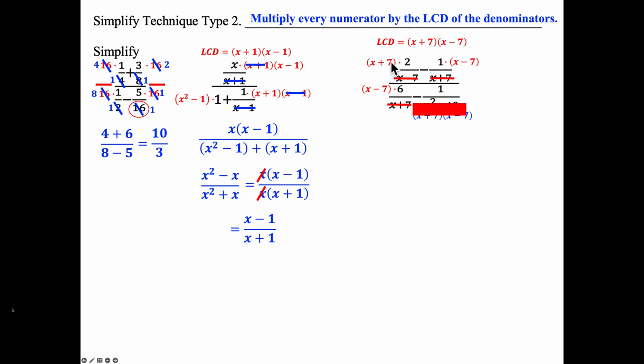So I have 2 times x, plus 2 times 7, that's going to be 14. Minus 1 times x, that's going to be minus x. Negative 1 times minus 7 will be plus 7. Watch that sign change. And on the bottom, 6 times x is 6x. Minus 7 times 6 is minus 42. Minus the 1. And then we combine like terms. 2x minus x is x. 14 plus 7, 21. Minus 42 minus 1 is minus 43 with your 6x. And there is how we simplify our complex fractions.